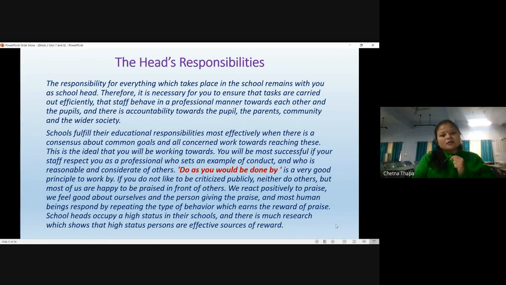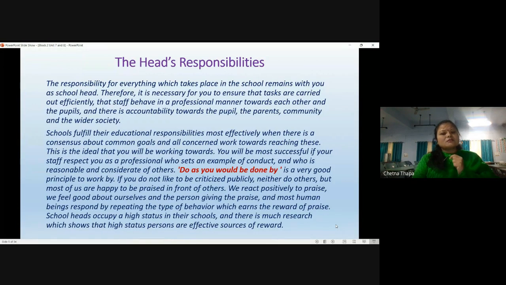It might be of conduct. We should be reasonable and considerate to others also. And the kind of work which we want others to do, we must possibly give an example of beforehand. The other thing is, if we want to be appreciated, then we should try to appreciate others also. We must try to appreciate our staff members and praise them in front of others. And as individuals, we don't like being criticized publicly, so we should make sure that we do not do this in front of others.